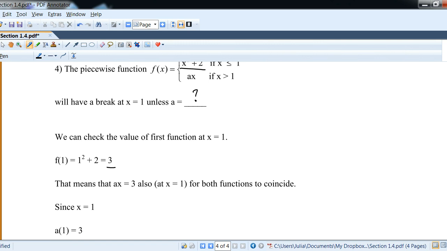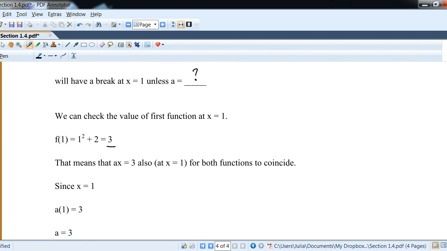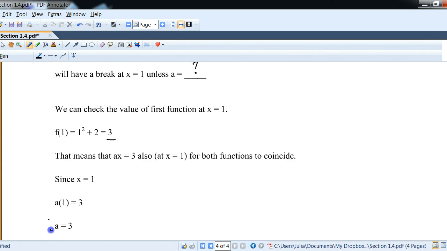So in this case, the function is not going to have a break because we know that a equals 3. And for all the other values of a, it would have a break. And that's it for this section.